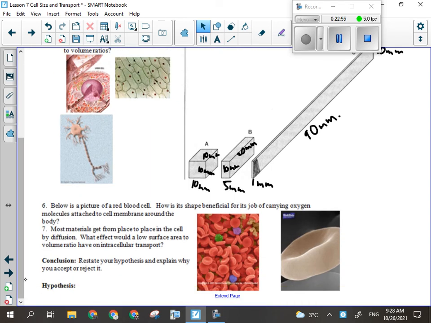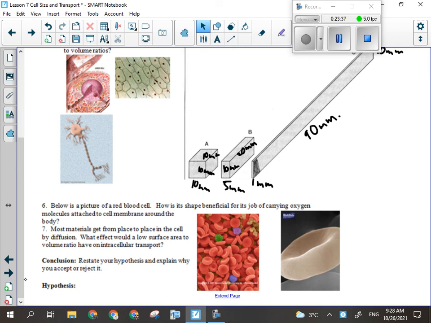Okay? For number 6, it's talking about a red blood cell. Red blood cells have a biconcave shape. Okay? That is, they dip in the middle. And what's the job of a red blood cell? Your red blood cells transport oxygen. Okay? Does this shape help them with that? They carry the oxygen on their cell membrane. That's where the hemoglobin is. Okay? Does having this shape where they're indented in the middle give them a better surface area than if they were just spherical? Right? That's what that question is talking about.